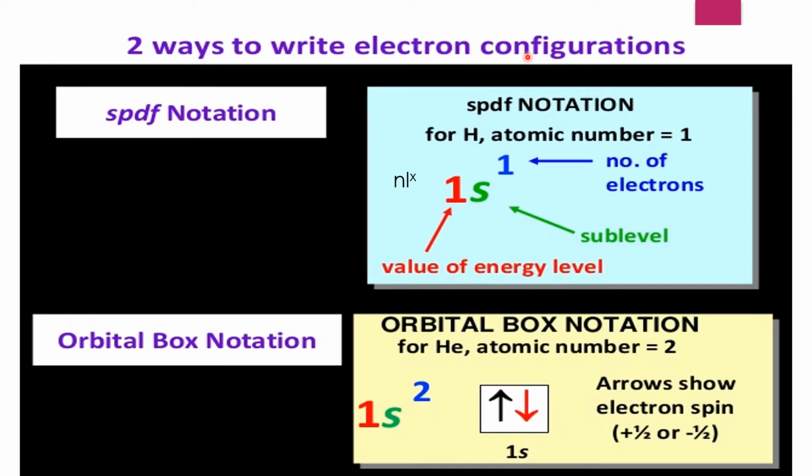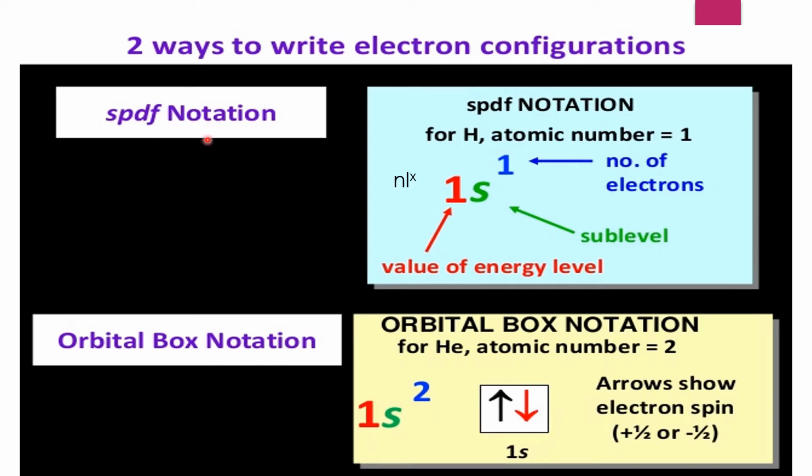So here, when you are designing or depicting a picture of your home or your classroom, anything, we represent it in the form of a picture. The same way, the distribution of electrons can be done in the form of electronic configuration. And this electronic configuration can be written in two ways. The first one is SPDF notation, and the other one is orbital box notation. Let's see the first one now.